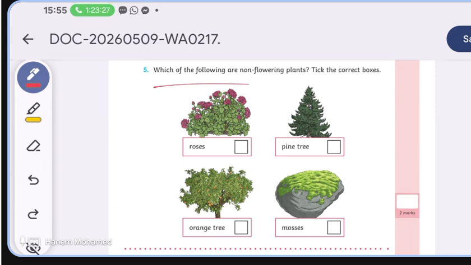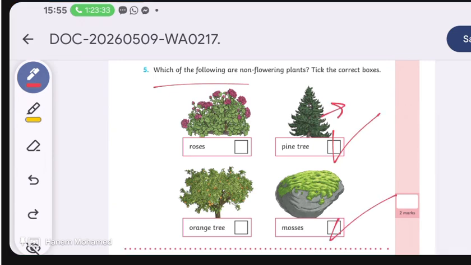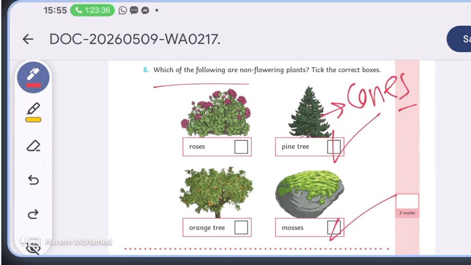Non-flowering means it doesn't have flowers or fruits. So it will be the pine tree and the moss, right? Because the pine tree reproduces by using cones. The roses and orange tree, of course, teacher, the flower will start to change into a fruit. So this is flowering, this is flowering. Only pine tree and mosses.